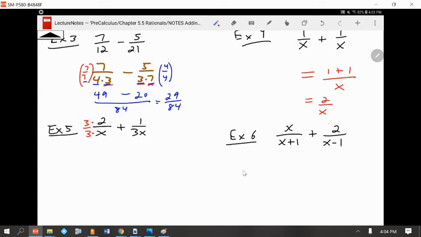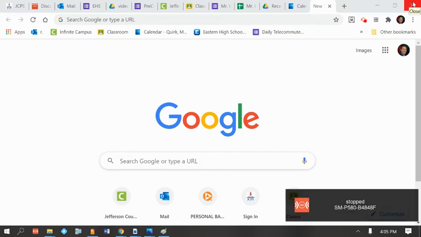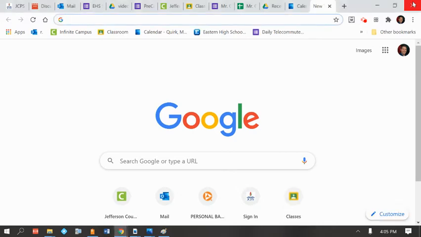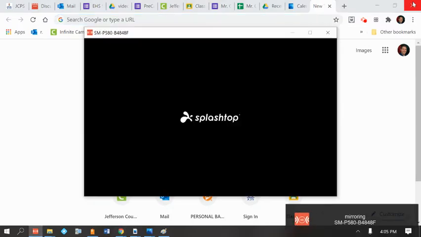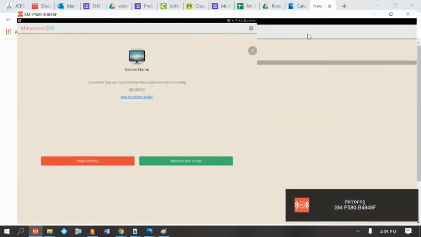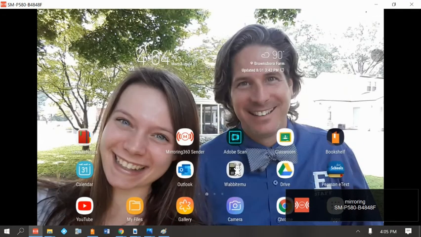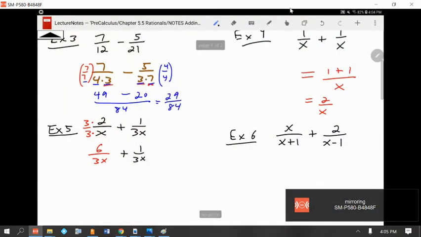That changes the problem. But 6 over 3x, oh no, my tablet dropped. 6 over 3x is the same as 2 over x. And that's what I have to do, is keep the same identity. 1 is the identity element for multiplication. That's the fancy words that we use. I've already said this before in the last video.